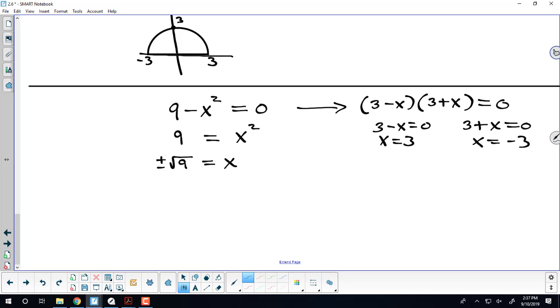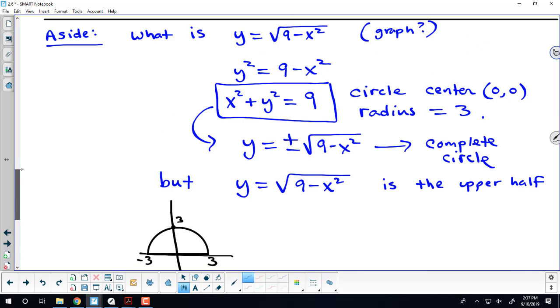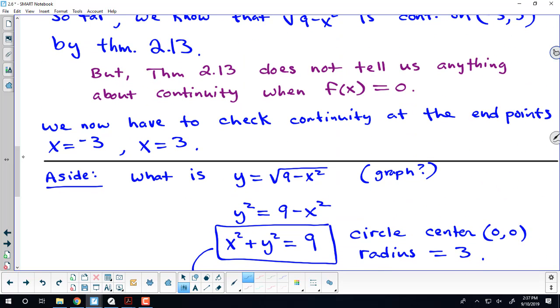So we are dealing with the upper half of a circle centered at 0, 0 with a radius of 3. For now, what we know is that it's continuous from -3 to 3, and we need to check the endpoints for continuity.